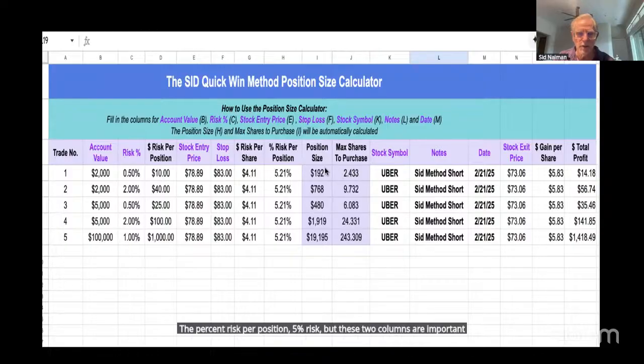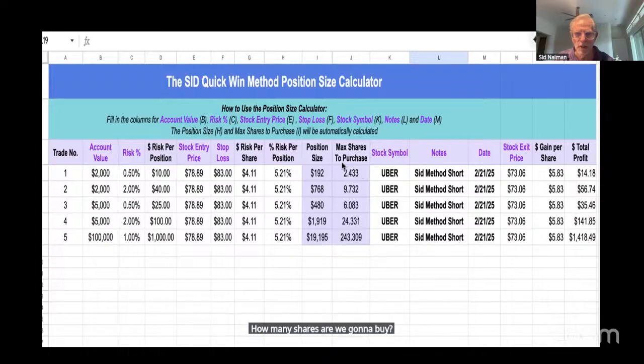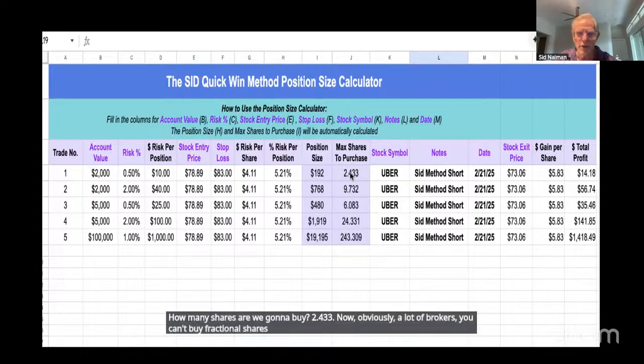But these two columns are important. Position size. Well, we asked, well, how much are we going to spend on this trade? We're going to spend $192. How many shares are we going to buy? 2.433. Now, obviously, a lot of brokers, you can't buy fractional shares. So you would round this down to two because you want to be within your risk tolerance. So you would buy two shares. And of course, this number would be a little bit lower. Now, again, you're only risking $10 on this. Even though you're spending 192, you're not risking $192, you're risking 10.